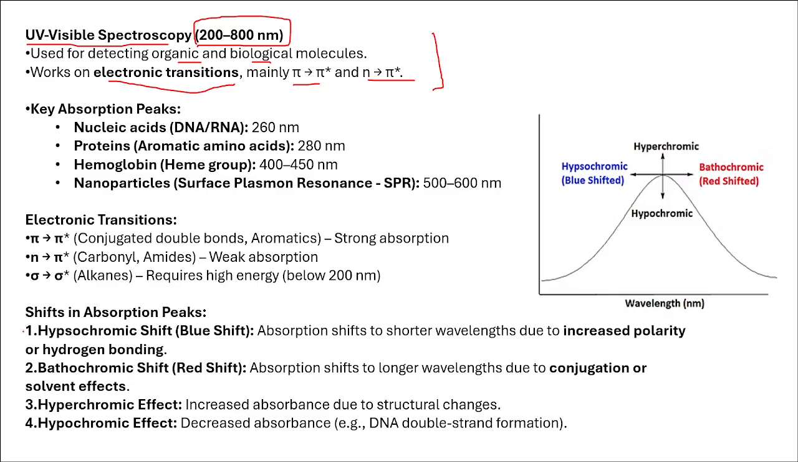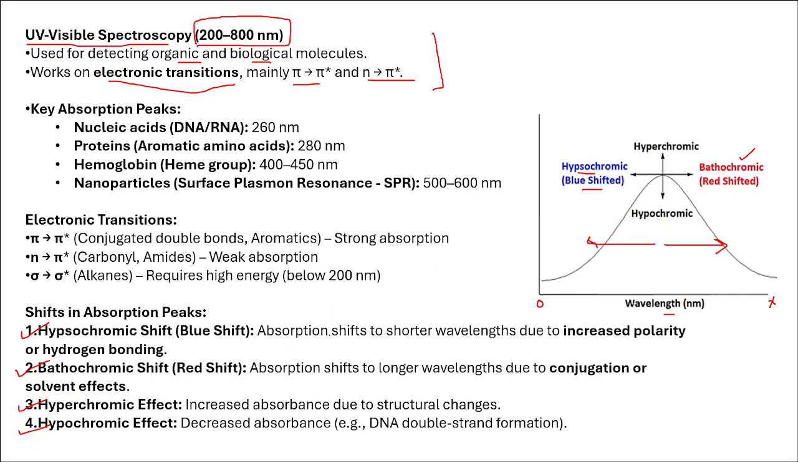Now, there are four important terms that you need to remember, or I guess a lot of you would already be aware of. Whenever there is a shift towards higher wavelength, we call it a red shift or bathochromic shift. This x-axis represents wavelength, from 0 to higher. So whenever there is an increase in wavelength, we call it bathochromic or red shift. Whenever there is a shift towards lower wavelength, we call it hypsochromic or blue shift.